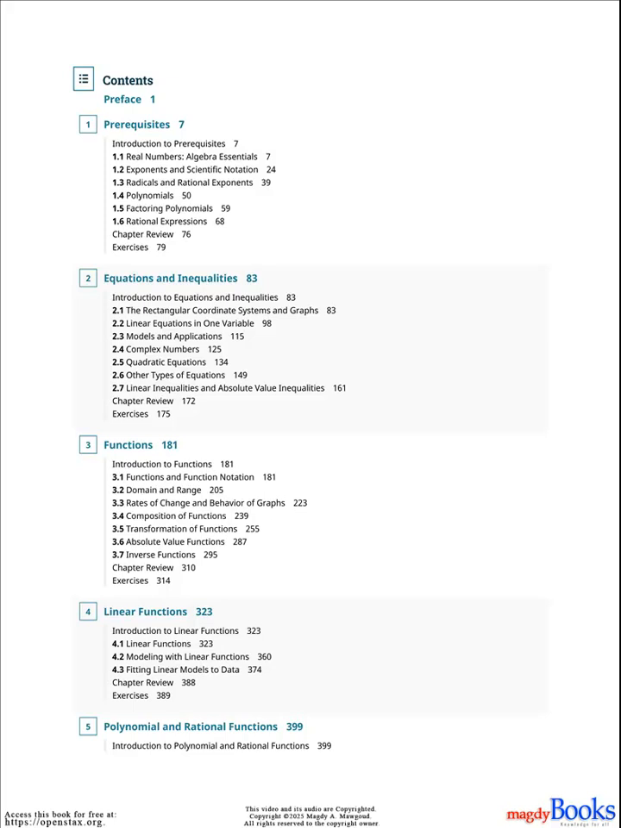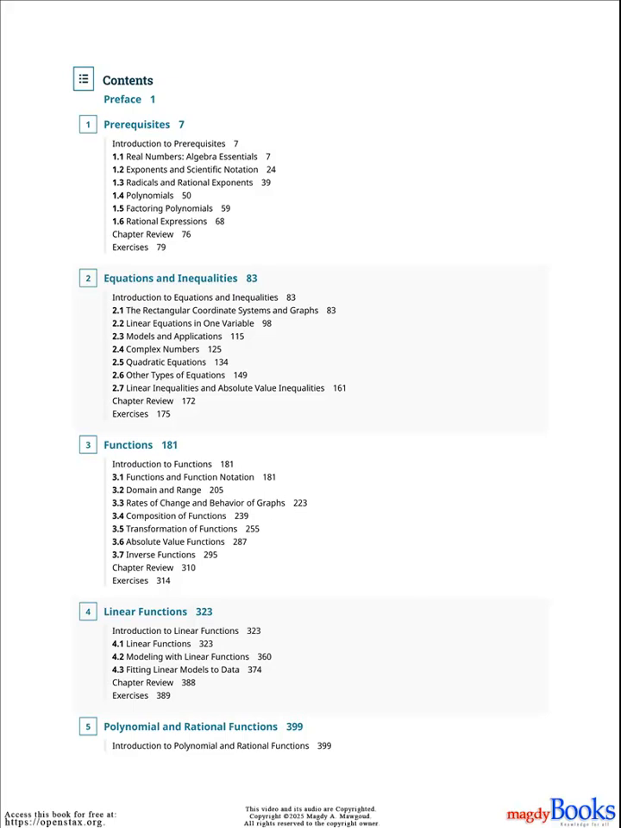Contents. Preface. 1. Prerequisites. Introduction to Prerequisites. 1.1. Real Numbers. Algebra Essentials. 1.2. Exponents and Scientific Notation. 1.3. Radicals and Rational Exponents. 1.4. Polynomials. 1.5. Factoring Polynomials. 1.6. Rational Expressions. Chapter Review.